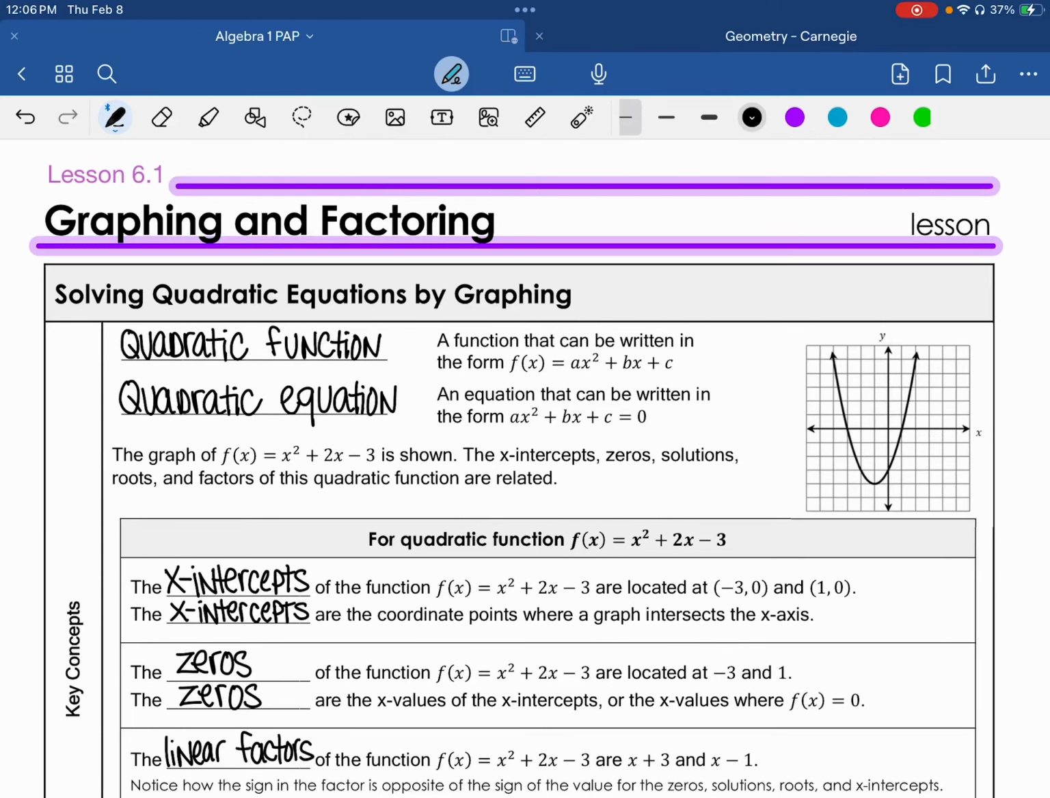Today's lesson is lesson 6.1, Graphing and Factoring. Today we're going to learn how to solve quadratic equations by graphing and by factoring.